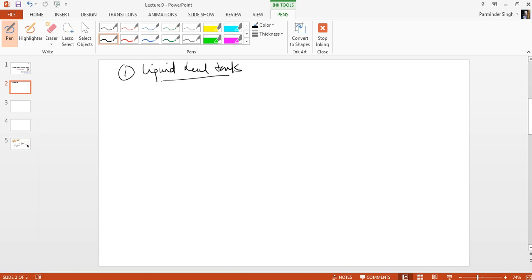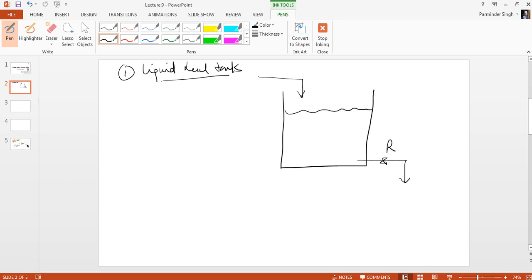Now in this, let's consider a tank. There's an input to this tank and then we have an output of this tank. At the output we have a valve which provides a flow resistance. The liquid in the tank has a height h, which is a function of time.